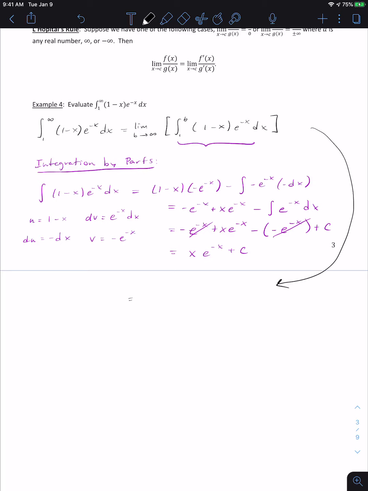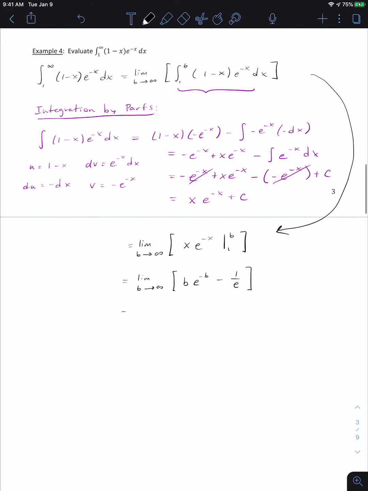All right, so that's equal to the limit as b goes to infinity. And now it is our definite integral. So our antiderivative was x e to the negative x, and we're going to evaluate that from 1 to b. The definite integral just means the antiderivative, which is what we just found, and then we plug in our limits. So now I get the limit as b goes to infinity of b e to the negative b minus x e to the negative x, or minus 1 over e.